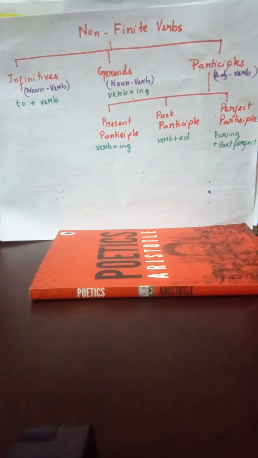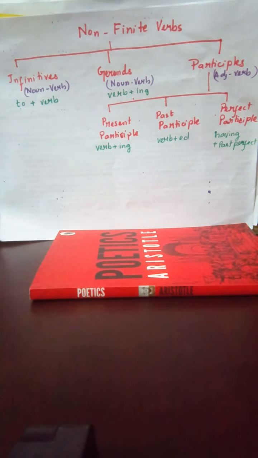So non-finite verbs can be categorized in three categories: infinitives, gerunds, participles. Now, these terms you may or may not be familiar with. Infinitives are the verbs which come with to. So, to do, to play, to watch, these are infinitives. Gerunds are verbs with ing. So, they are like the present continuous form, but they do not behave as verbs. We will discuss that in a short while. And participles, which are adjective verbs. Participles again can be divided into three categories: present participle, past participle, and perfect participle. More about those later. Today we shall just discuss infinitives. Too many topics together will muddle things up.